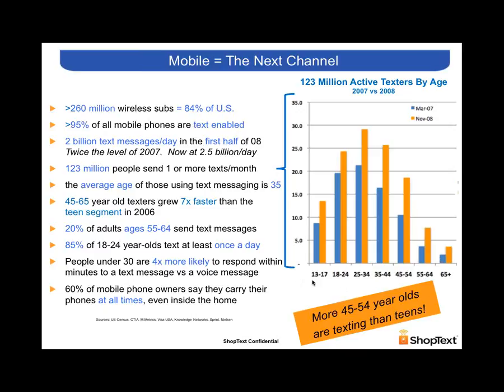And because the 24 and unders use it so much, it's causing a disproportionate growth in these population sets in the older demographics. And now you're sort of getting a profile or a population chart that's starting to look like the population at large. To the extent that this group out here has grown so much that the average age of texters is now 35 years old. And even in 2006, texters 45 to 65 were growing 7 times faster than the teen segments.